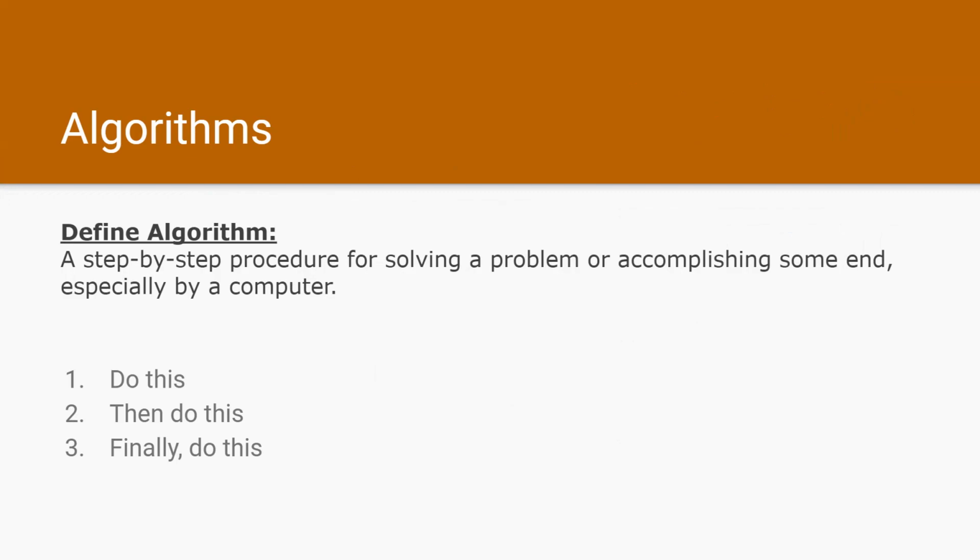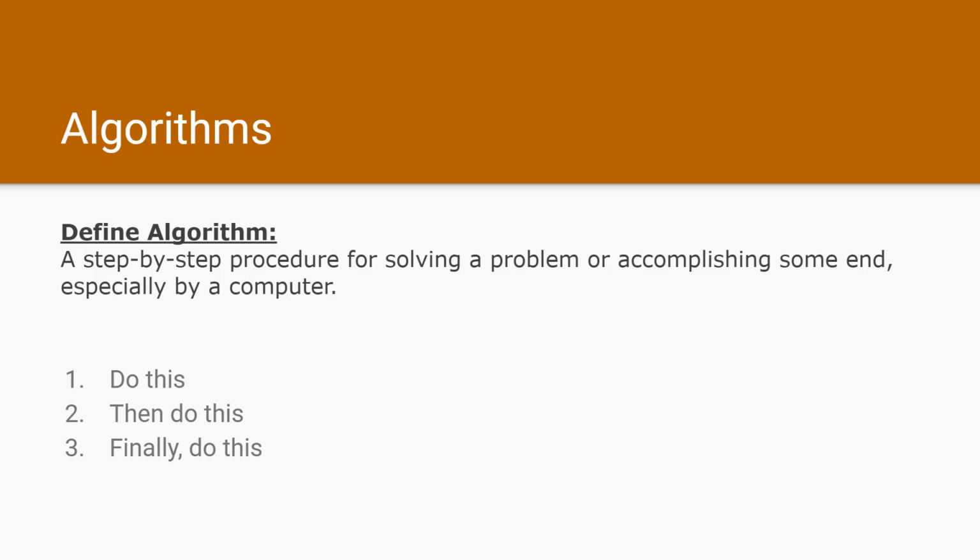Algorithms. An algorithm is a step-by-step procedure for solving a problem or accomplishing some end, especially by a computer. So basically, it's just steps. Probably you'd want to say your problem first, then you'd say your solution. The solution would just be the steps of what you do. So number 1, do this. Number 2, then do this. Number 3, finally do this.